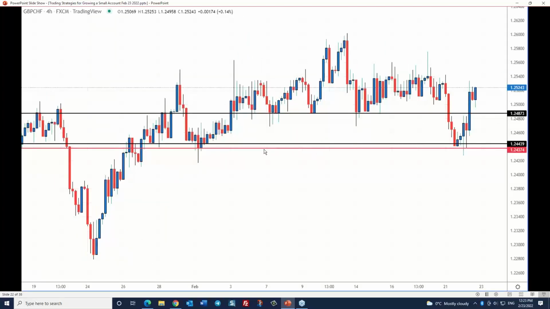I don't know. 4-hour chart. Look at that, it's the same. Here's the daily level, the black line. The red line's the 4-hour level. We like it a lot when we have these together.